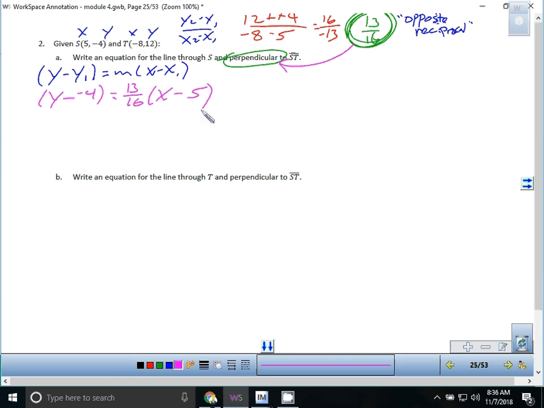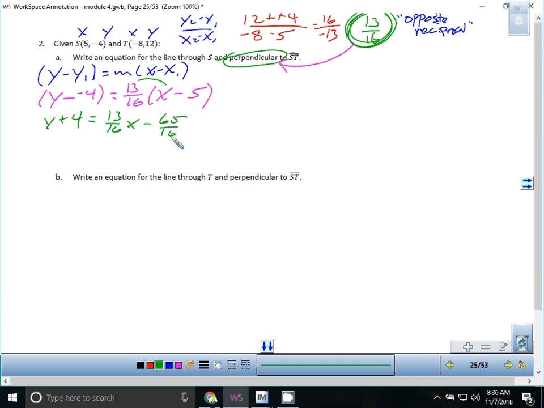You all good? Alright, what's y minus negative 4? Y plus 4, minus is plus, isn't it? We do distributive property, 13 over 16 times x is 13 16ths x, minus 13 over 16 times 5. 13 times 5 is 65, so it's minus 65 over 16, which as a decimal is going to be like 4.06 or something like that, isn't it? Yep.